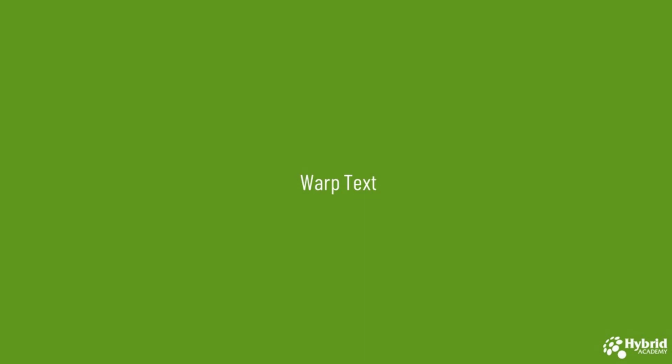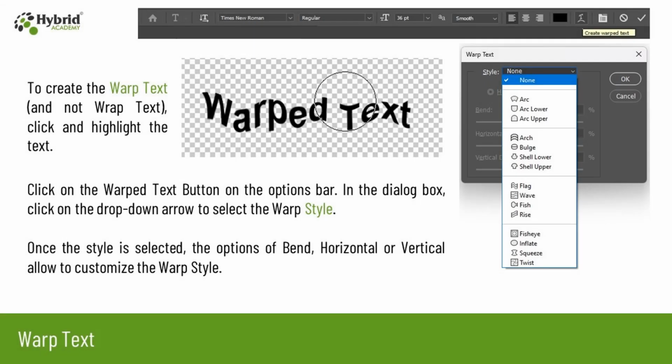Next we have is warp text in Adobe Photoshop. Please notice this is warp text and not wrap text, and this is entirely different from what we saw before, that was wrap text. To create the warp text and not the wrap text, click and highlight the text. Click on the warp text button on the options bar. In the dialog box, click on the drop down arrow to select the warp style.